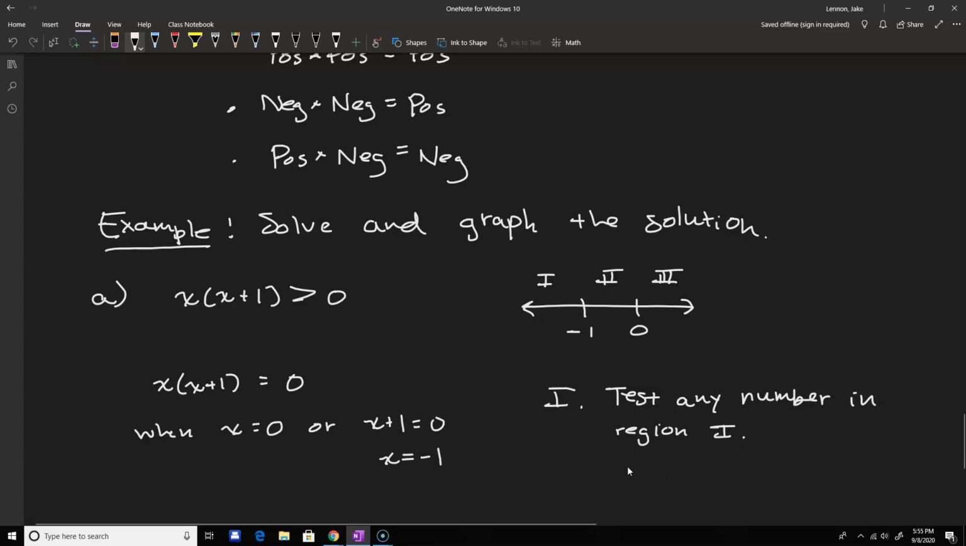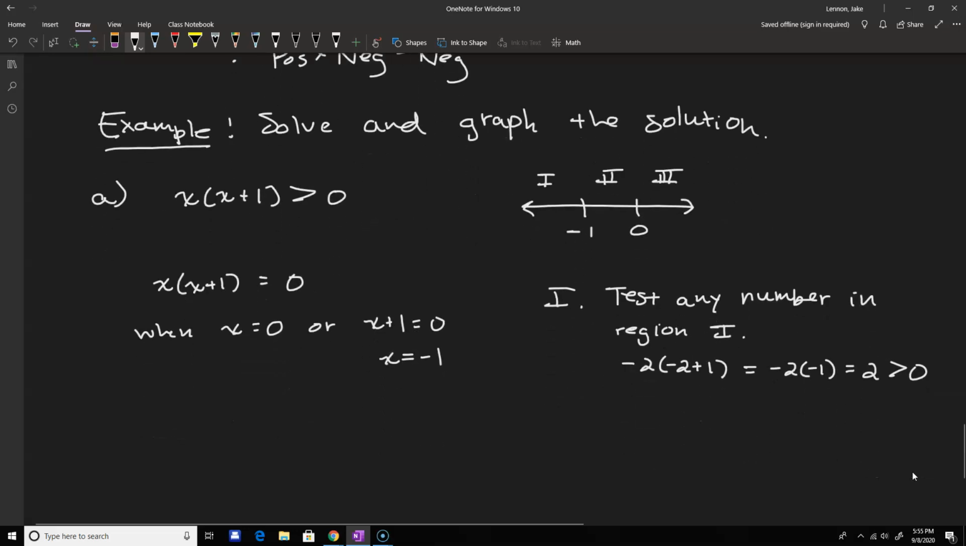So let's say -2. We could do -2 times -2 plus 1. I'm just plugging them back into this original inequality, x times x plus 1, but I'm changing x to -2. And this will come out to -2 times -1, which is +2, which I know is bigger than 0. So that means region 1 is part of the solution. So we could put a big check mark next to this if we want.